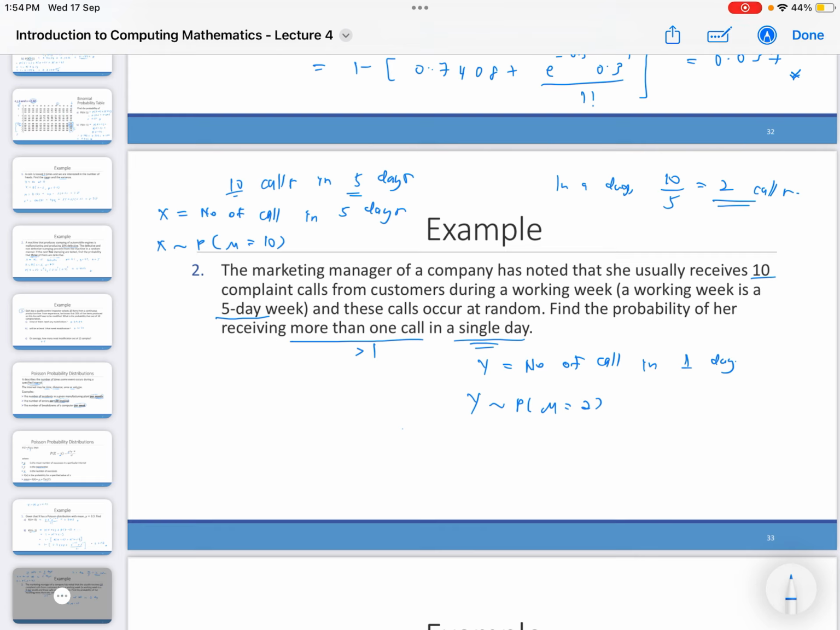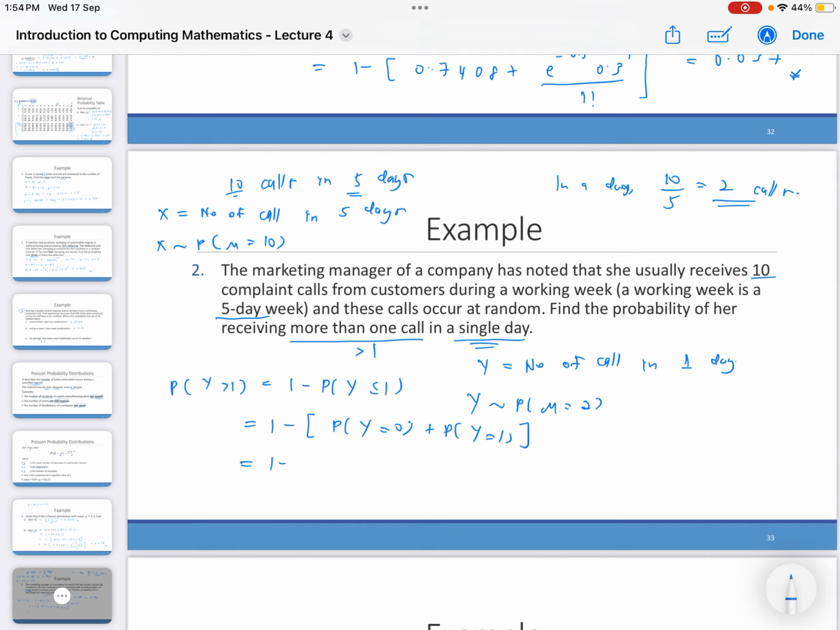Okay, and now we want to find the probability of Y greater than 1. Again, this is Poisson. It can go up to infinity, so we use the complement rule. This is 1 minus the probability of Y less than or equal to 1. So this is 1 minus, in brackets, the probability of Y equals 0 plus the probability of Y equals 1.